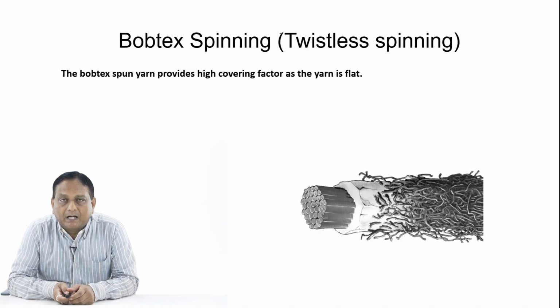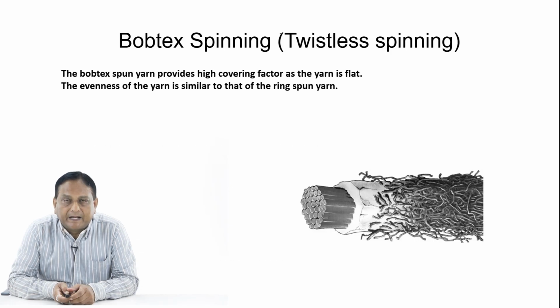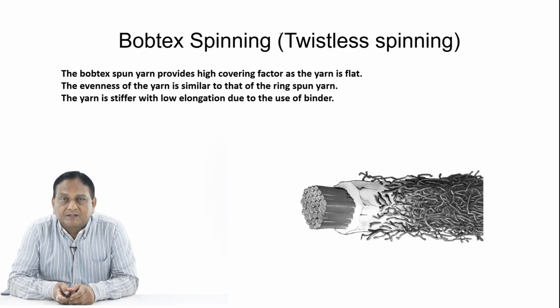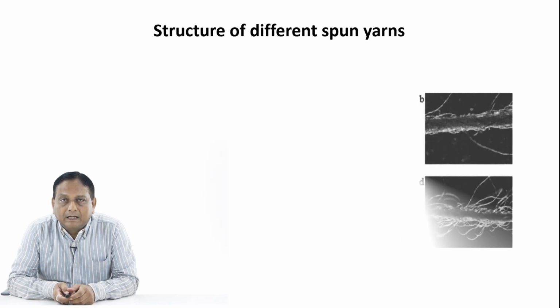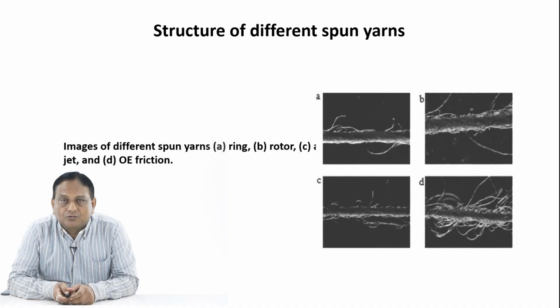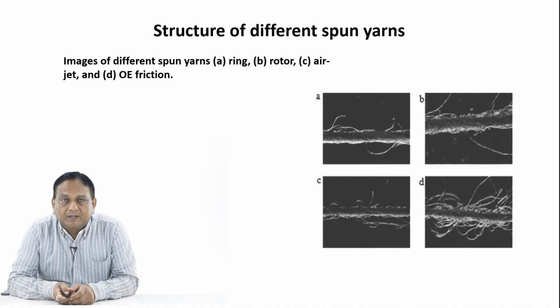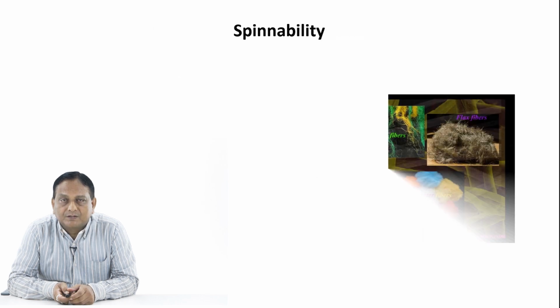This yarn provides a high covering factor as the yarn is flat. The evenness of the yarn is similar to that of ring spun yarn. The yarn is stiffer with low elongation, and the structure of different spun yarns is shown in this figure, with images of ring spun, rotor spun, air jet and OE friction spun yarn.